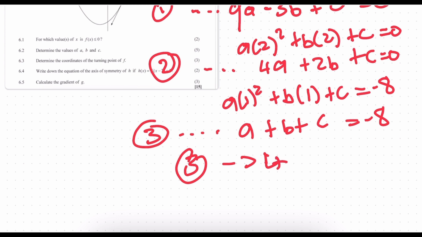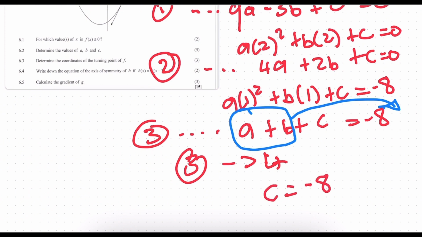How? By making C the subject of this formula. That means I'll take all this onto this side. Therefore, my newly formed equation will be C equals minus 8 minus A minus B, right? This is now my equation 4.